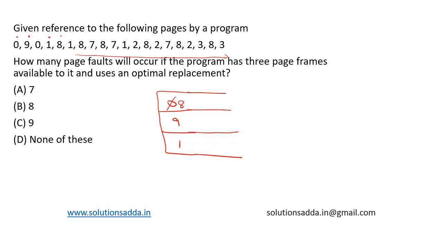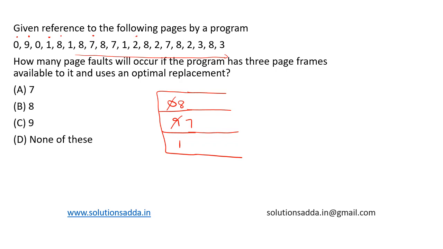Now we have 1. 1 is again a hit. 8 is also a hit. 7 is a miss. So 7, to place it in the page frame, we replace among 8, 9 and 1. We have 8 which is in the foreseeable future, 1 also in the foreseeable future. So 9 gets replaced with 7. Now we have 8. 8 is a hit, 7 is a hit, 1 is a hit.